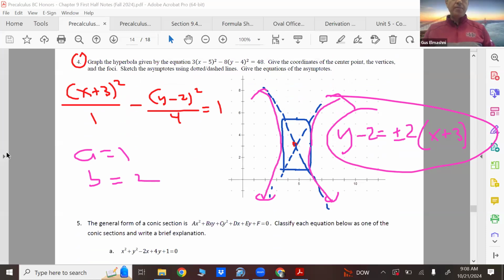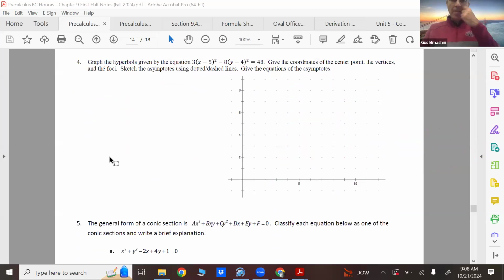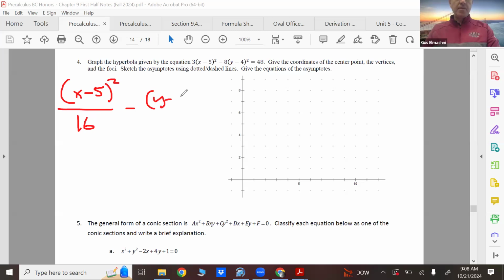Go and try 4 on your own. I'll freeze the screen again. Then we'll do 5, and we'll wrap up the notes for today. Remember, divide everything by 48 first. Well, that's kind of nasty. It was a 6.